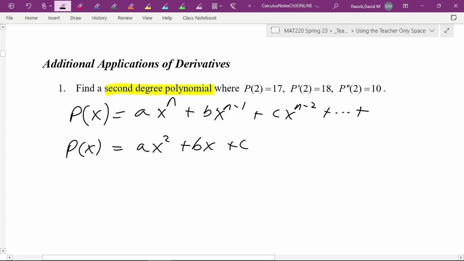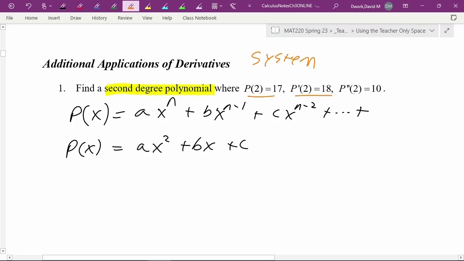Now, use the information to find this polynomial. We need to find some value of a, some value of b, some value of c. Hopefully this is kicking back ideas from college algebra: when I need an a, b, and a c, I need three pieces of information. I need to be able to build three equations to be able to solve a system. This is going to be solved as a system of equations.